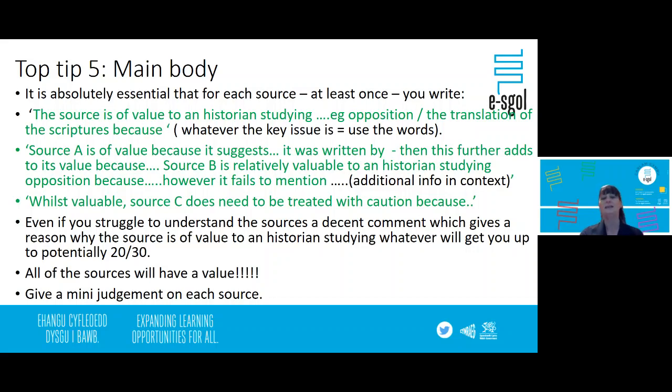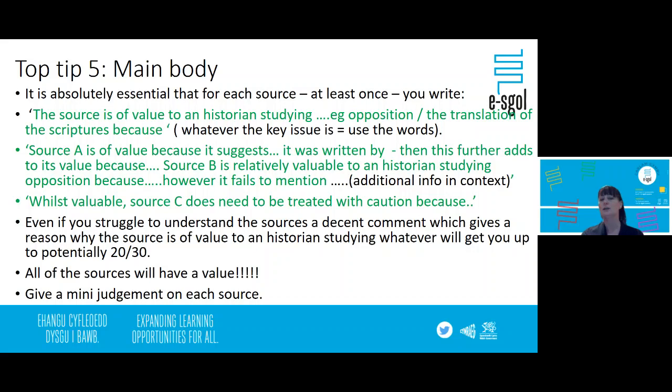And source B is relatively valuable. If you've got a source which is sort of in between, you could use the words relatively valuable to an historian studying, in this case opposition, because, and explain your point of view. If there is anything that has been left out, or any negatives, you can say however it fails to mention, and bring in what else you know about the topic area. Or you might want to use, whilst valuable, source C does need to be treated with caution because.